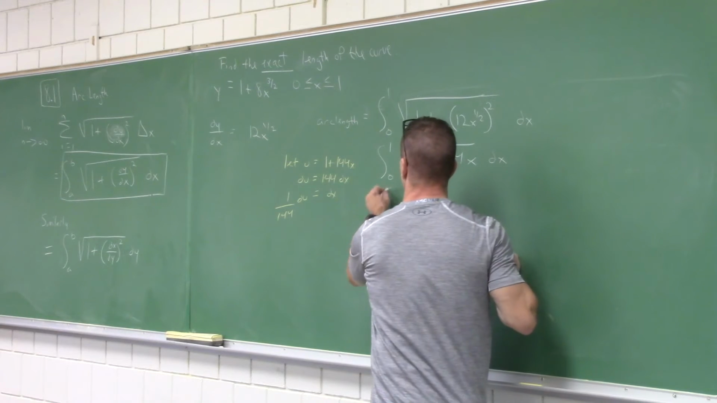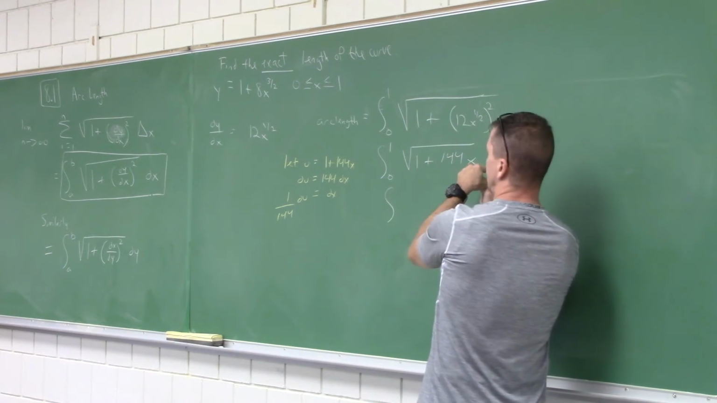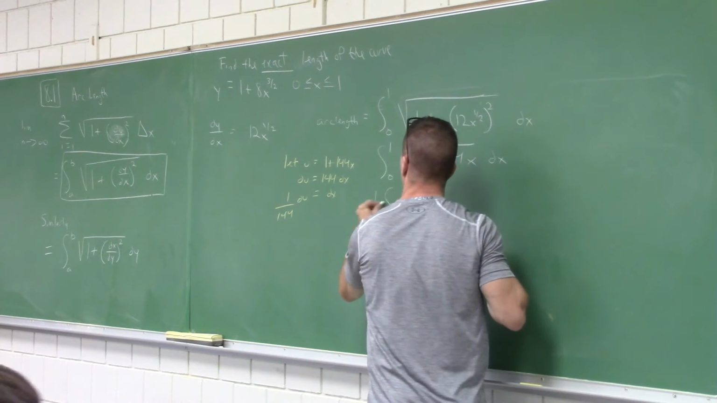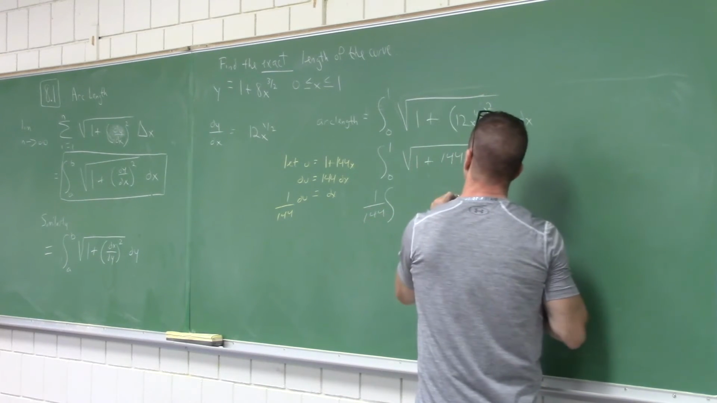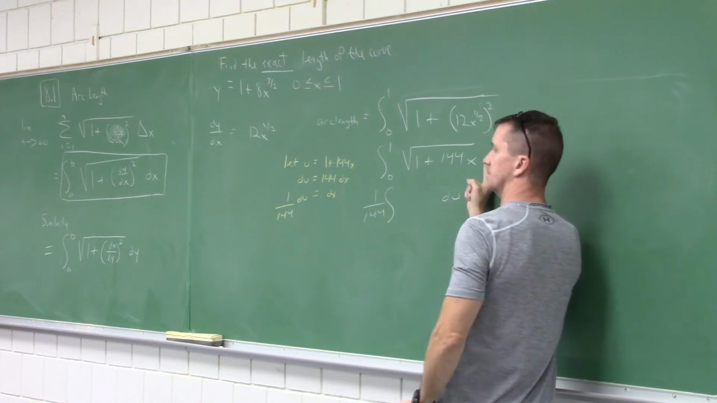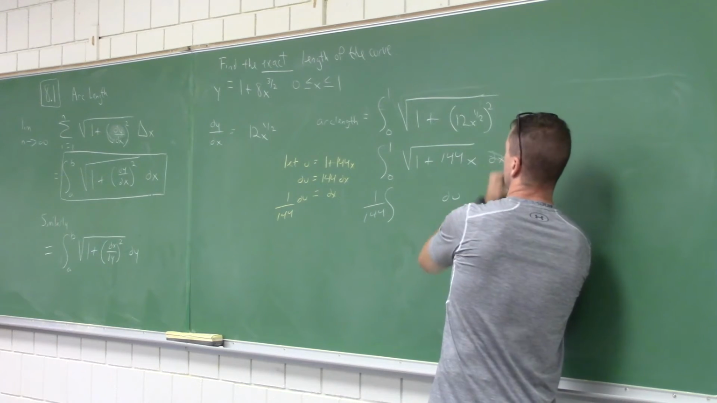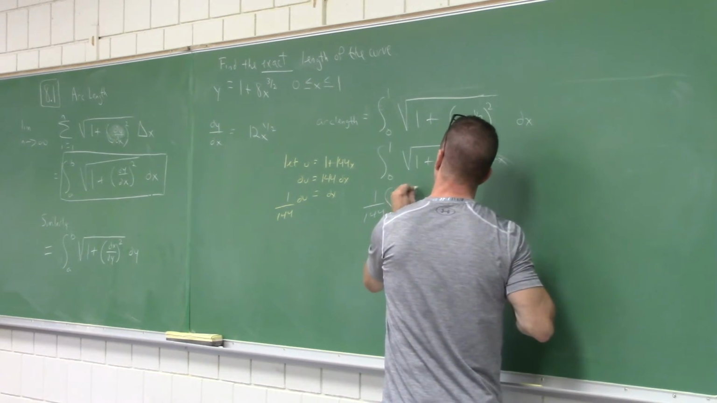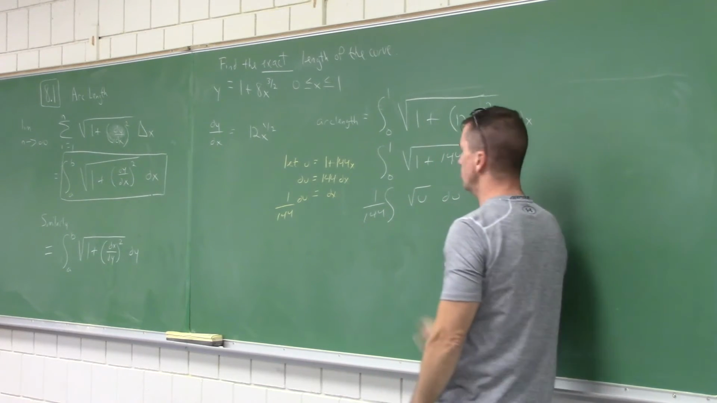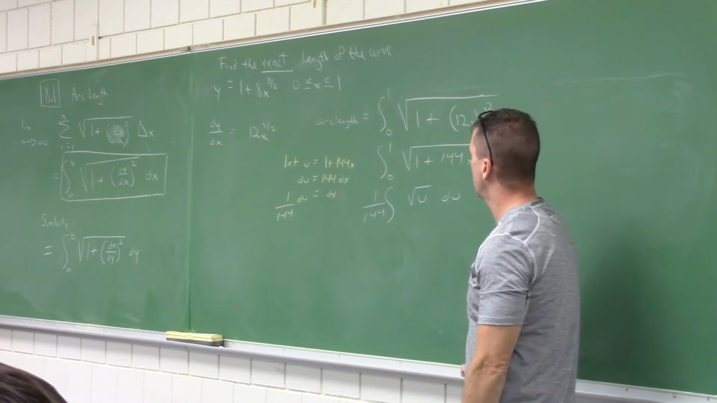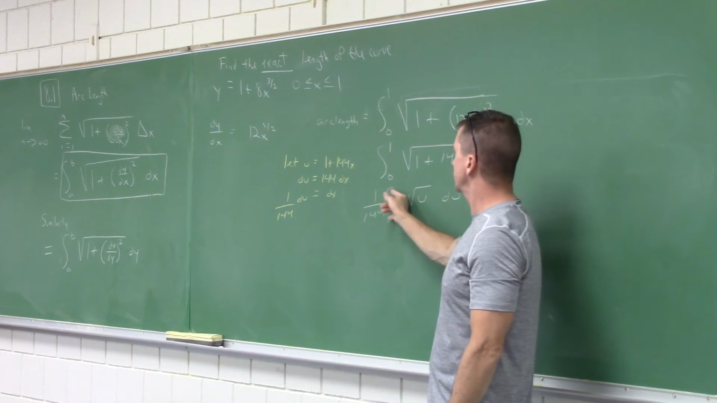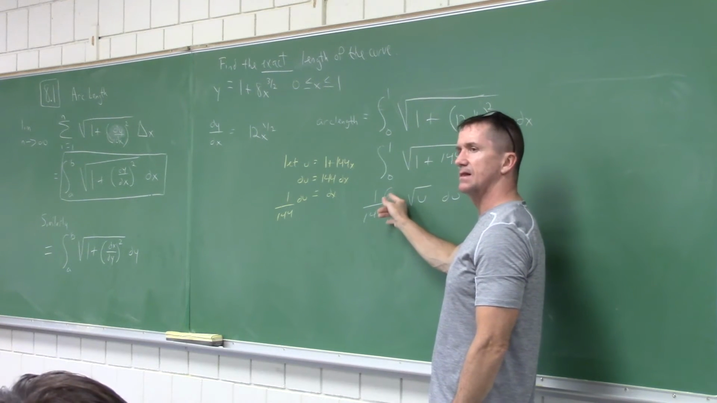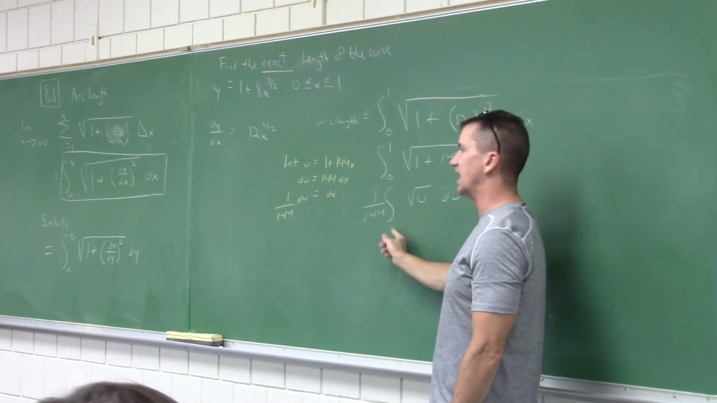Right. Replace the dx with 1 over 144 du. Okay, you're done. And then the square root of u. This should not be hard at all. I'm leaving this blank. Does anybody like to set the limits there? Just make sure they're u values, right?